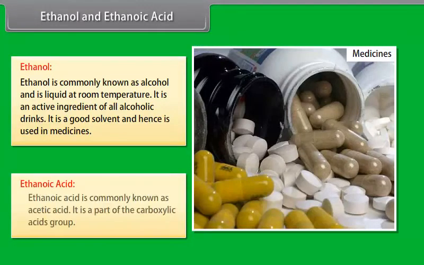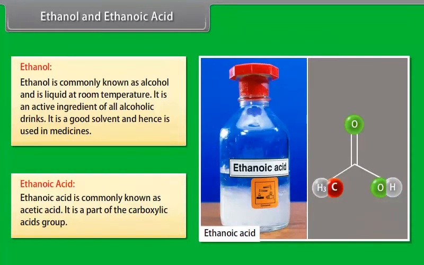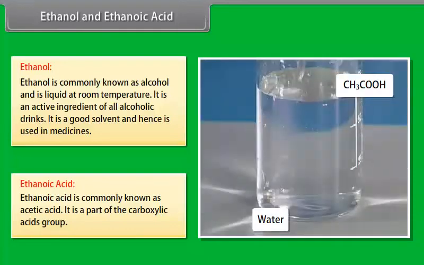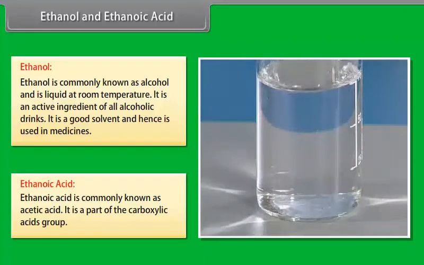Ethanoic acid. Ethanoic acid is commonly known as acetic acid. It is a part of the carboxylic acids group. When a 5 to 8% solution of acetic acid is mixed in water, it forms a substance called vinegar.